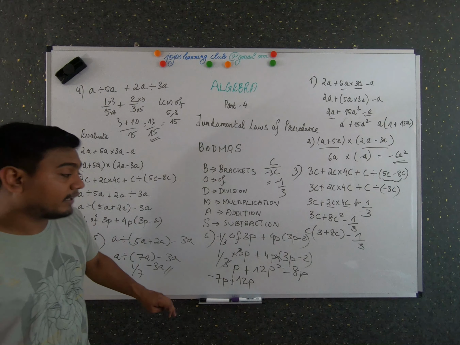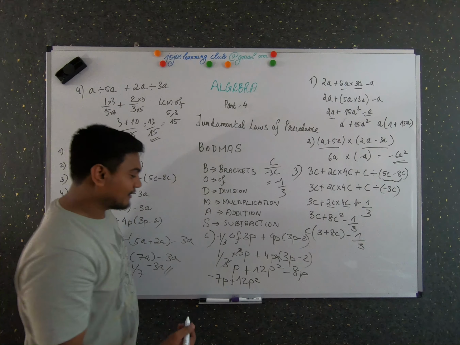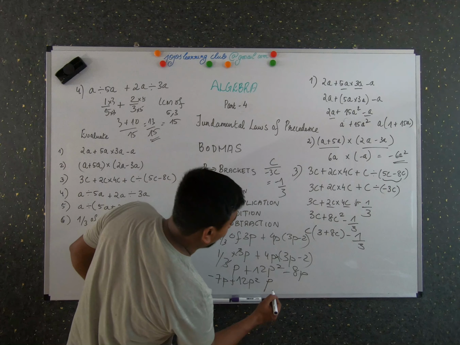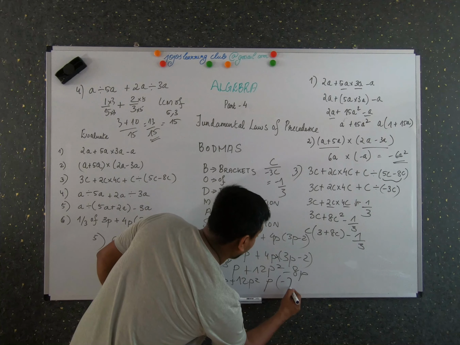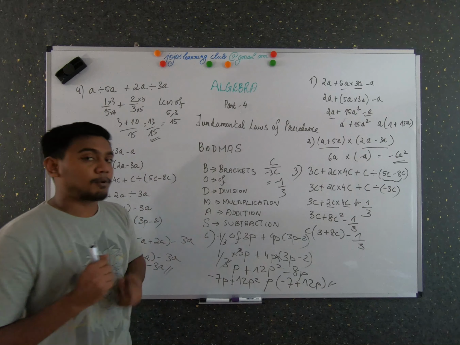And now the final step to be done, what is it? You have to factorize it. For factorization, I use the reverse law of arithmetic. So I take the common factors outside. p is the common factor here. So p times minus 7 plus 12p is the final answer for this problem.